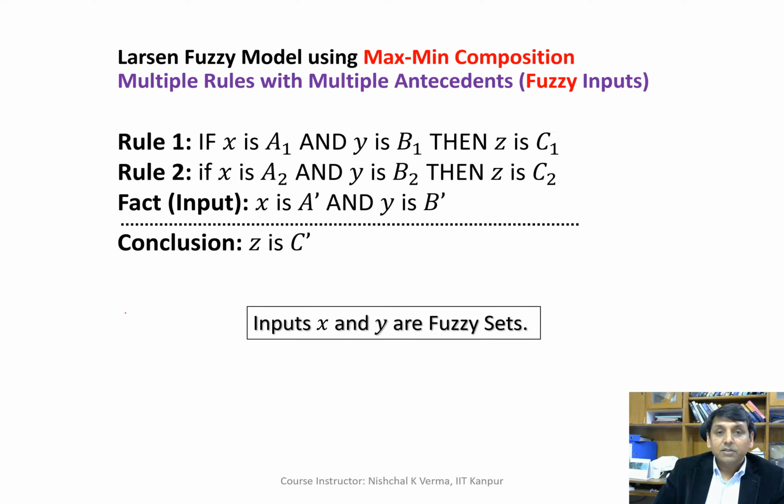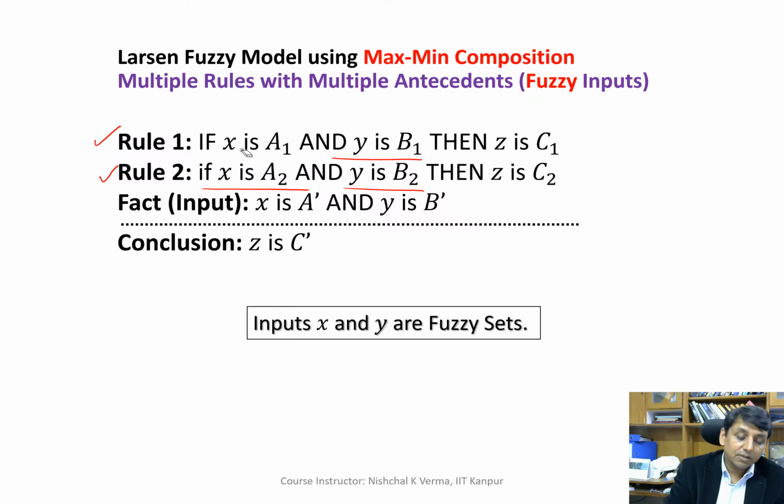Since this class has multiple rules and multiple antecedents, we are taking two rules here for simplicity, but we can have n number of rules, and similarly multiple antecedents. Here also we are taking two antecedents only. So two antecedents and two rules, rule number 1 and rule number 2. But if we understand this, then we can apply it to any number of rules and any number of antecedents.